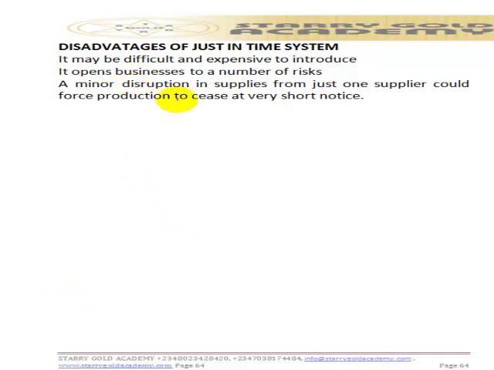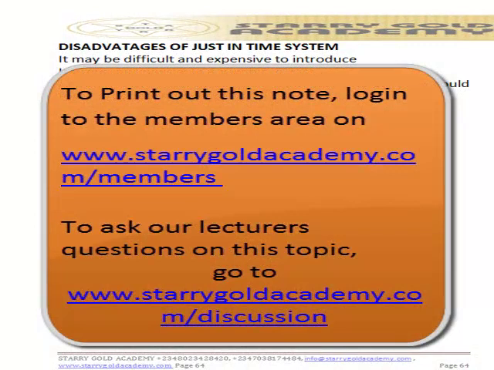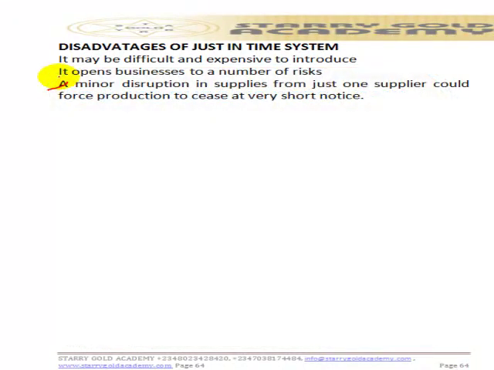Then the disadvantage is that it may be difficult and expensive to introduce. It opens businesses to a number of risks. A minor disruption in supplies from just one supplier could force production to cease, because you only buy materials when production is to start. So if materials are not delivered on time, then there may be a serious disruption of production activities. It may also be very difficult and expensive to introduce, if you decide not to have items in store when there is demand and items cannot be supplied as they are needed. So that is our material control system.